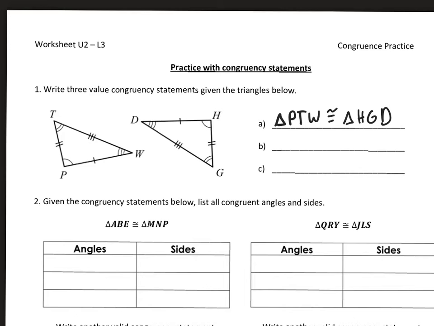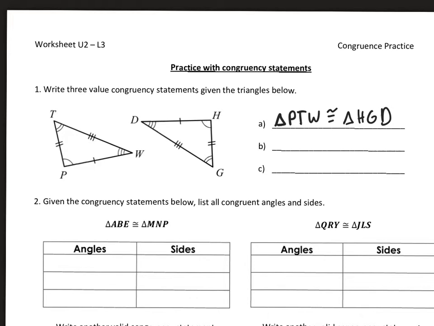Now, why did I pick that one first? Well, triangle PTW. Angle P has 1 arc. Angle T has 2 arcs. And angle W has 3 arcs. And that makes it easy to match up with the other triangle because I just looked for what angle has 1 arc. H. What angle had 2 arcs? G. What angle has 3 arcs? D. So that's, to me, the easiest way to write these congruent statements.